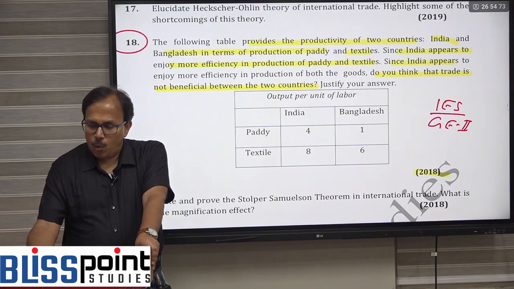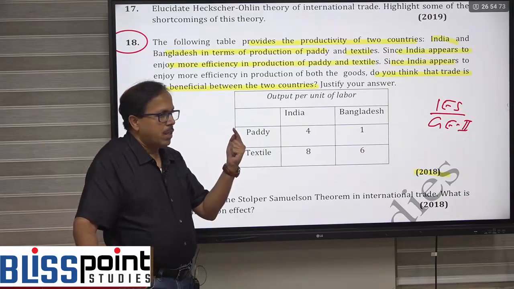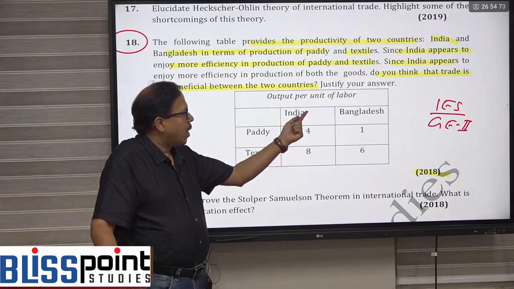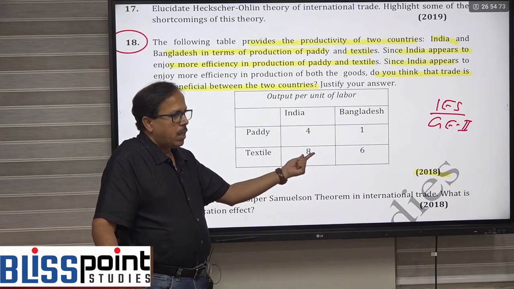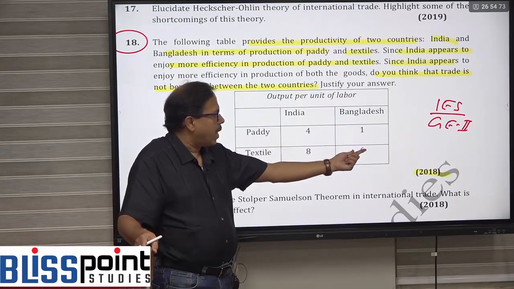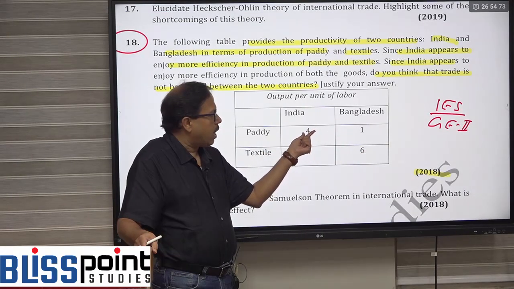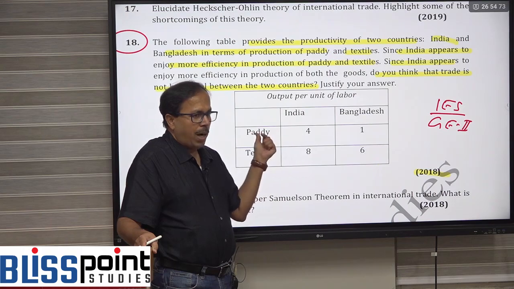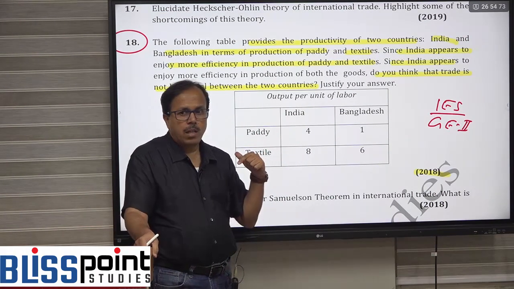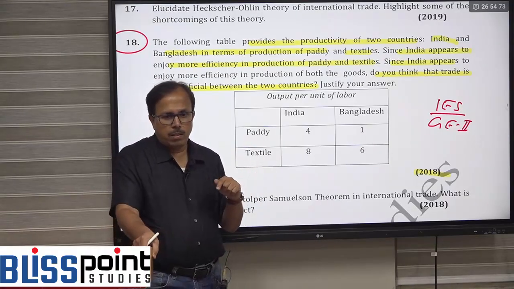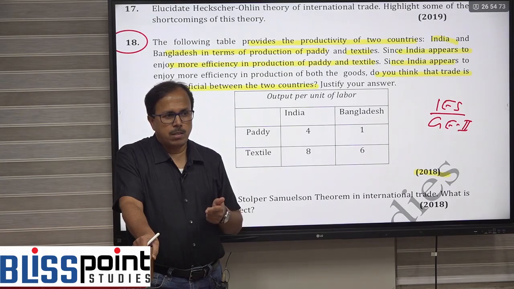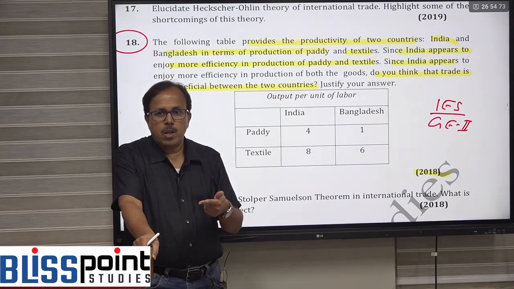So in output per unit of labor, that means 1 labor hour in India produces 4 units of paddy, and 1 labor hour in India produces 8 units of textile, whereas 1 labor hour in Bangladesh produces 1 paddy and 6 textile. So in India labor produces more paddy in 1 hour, textile also in 1 hour. So India has absolute advantage in both lines. So whether trade is beneficial for India? Yes, because trade arises on the basis of comparative cost.